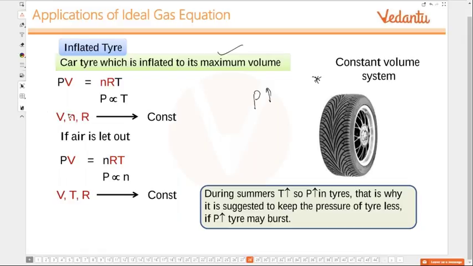So in this case, volume remains constant, R is a constant, temperature is a constant. If you put that, P is directly proportional to N. Pressure is directly proportional to N. So in that case, if pressure is more, we need to decrease the number of moles. You need to remove some air from here. Then only pressure could be maintained. Okay.